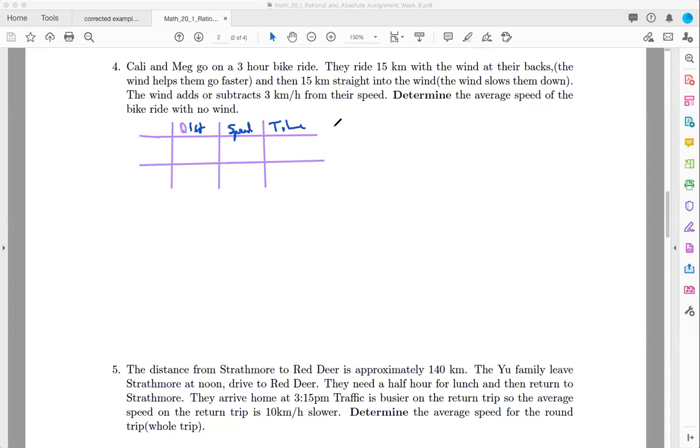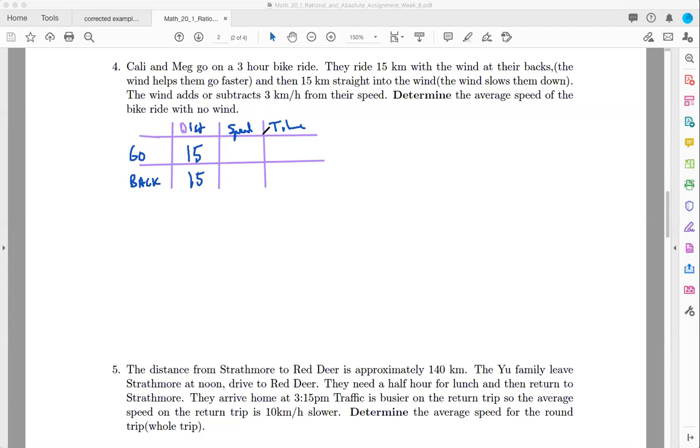With a lot of these rational equations and a lot of problems in general, setting up a table might be very, very helpful. So let's say we go on a bike ride. This is the go trip, and then there's a back trip. So this is going somewhere and then riding on the way back. Where do they go? They went 15 kilometers. So this is the distance in kilometers. They also went 15 kilometers back as well.